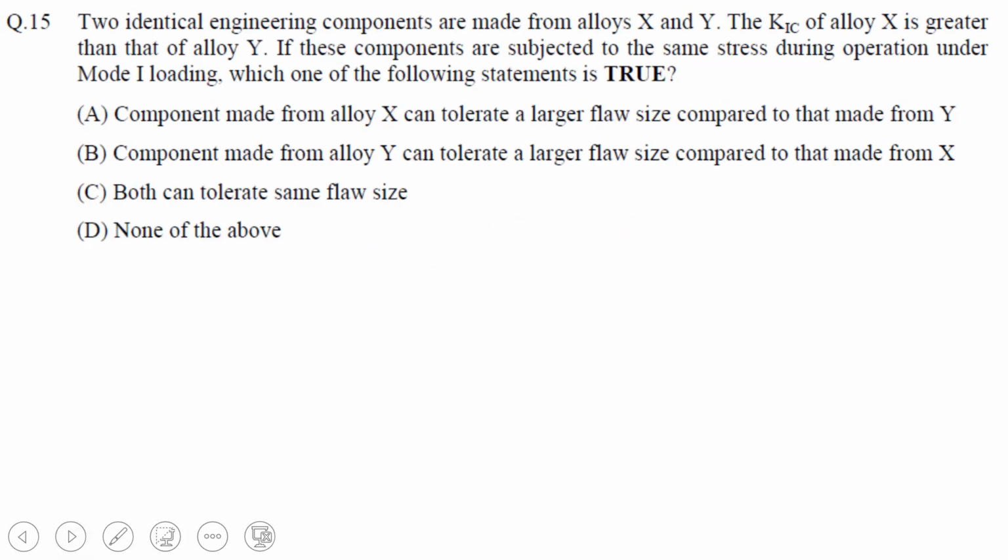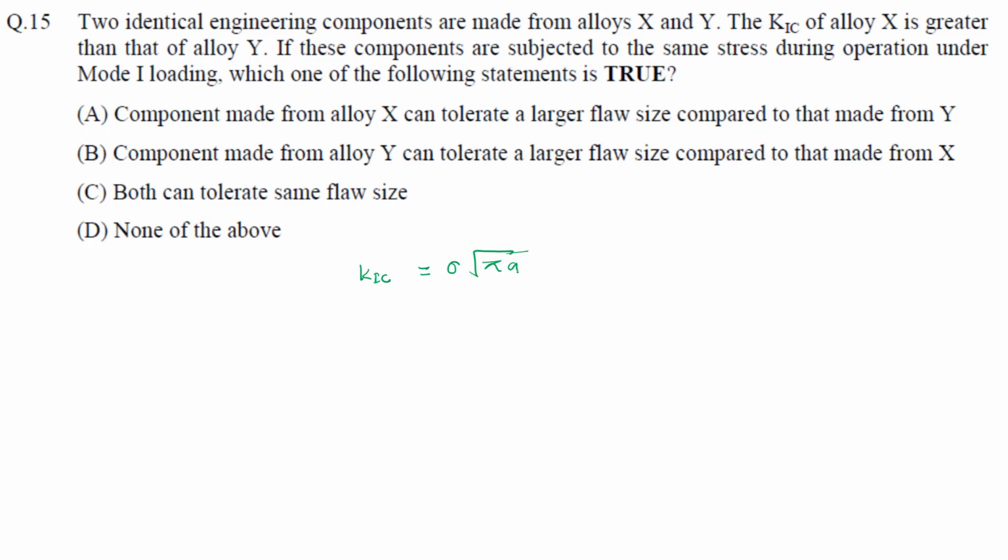Okay, good. Now next question. Two identical engineering components are made from alloys X and Y. The KIC of alloy X is greater than that of Y. If these components are subjected to the same stress during operation under mode 1 loading, which one of the following statements is true? Okay, so KIC for X, you know KIC is equal to sigma root under pi A.